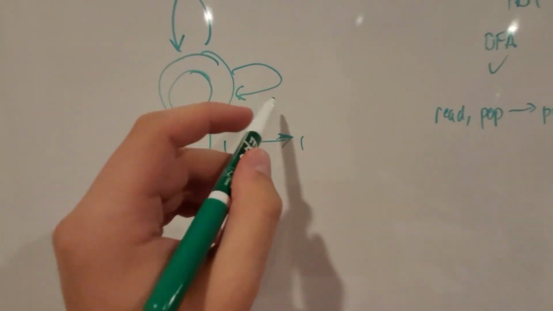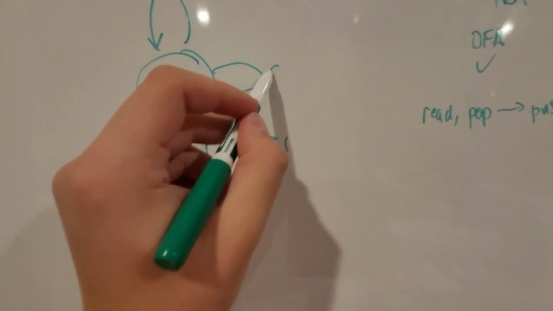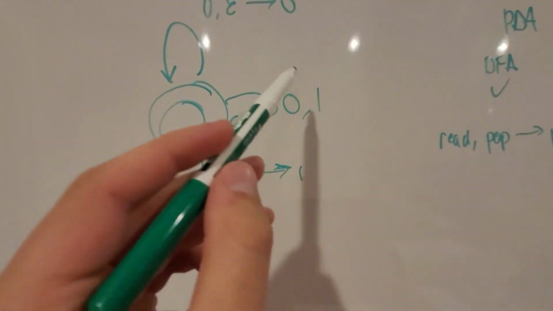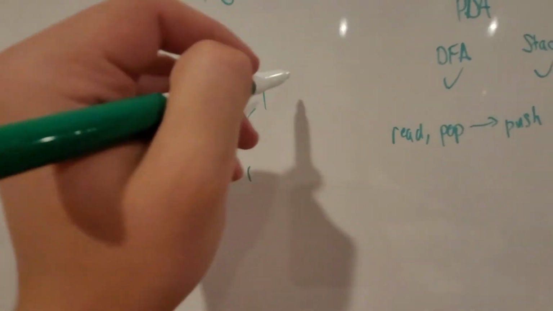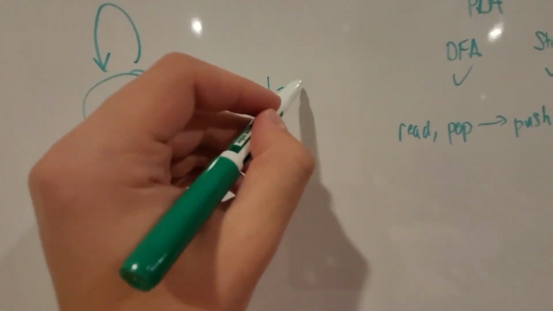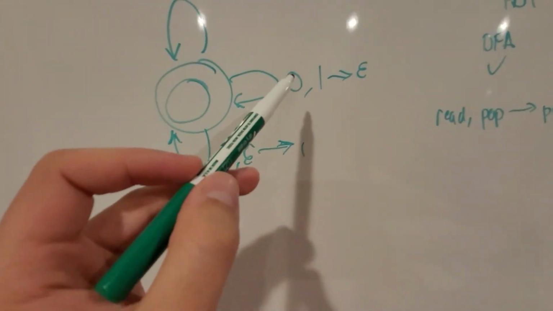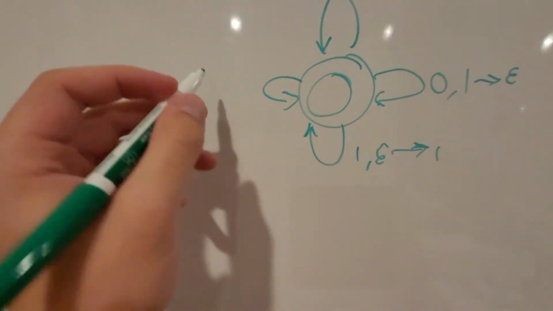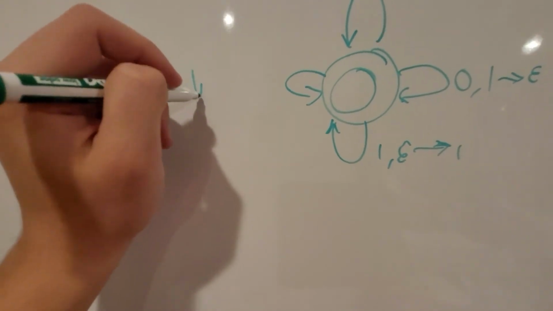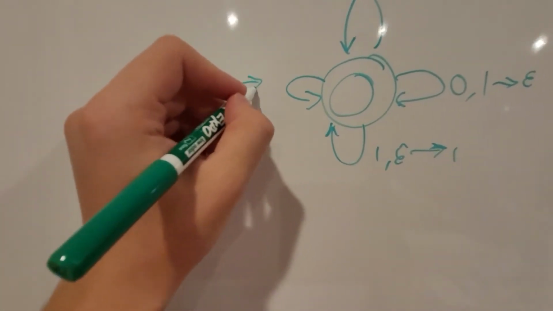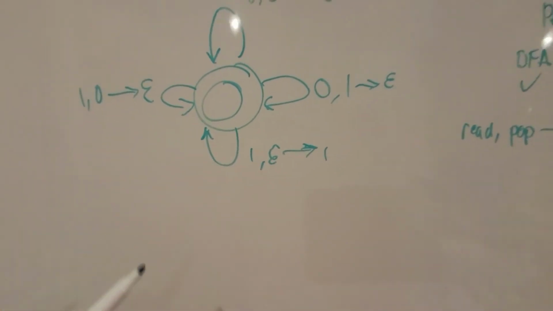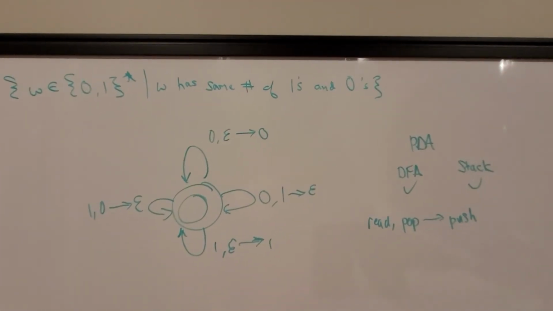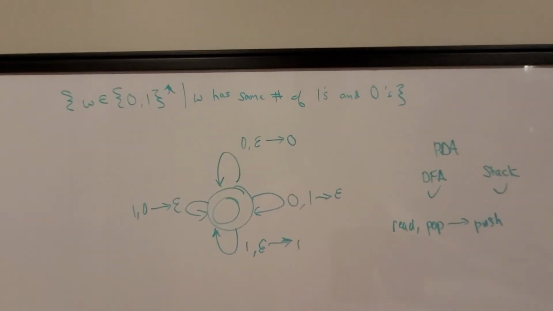We can also read the 0 and pop 1, because we have to have the same amounts of 1s and 0s. So in theory, if we read the 0, pop 1, and push nothing, that'll clear all the 1s out of the stack that match with the 0s. Following that same logic, we can do the same thing over here. We can read the 1s, pop the 0s, and push nothing.